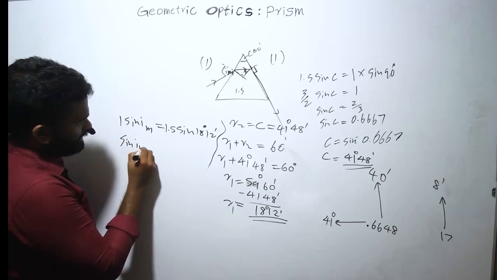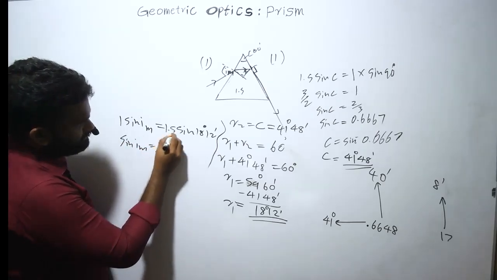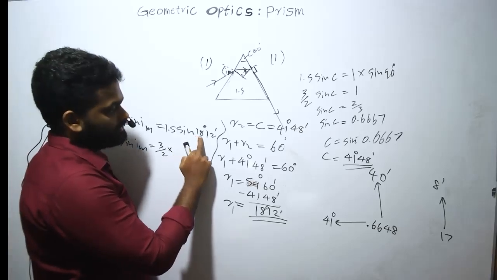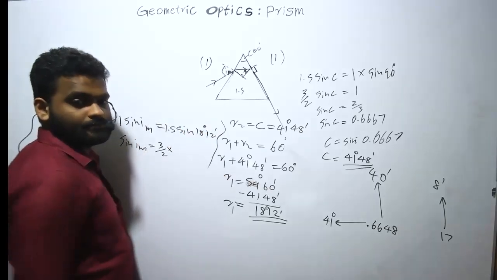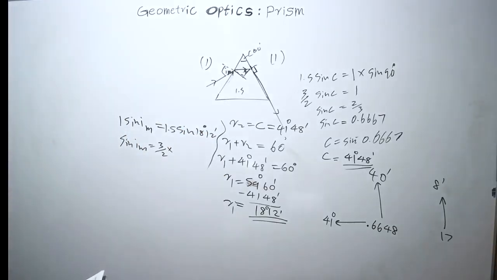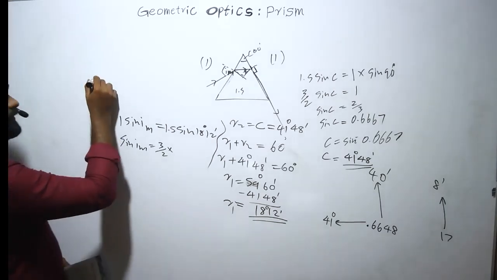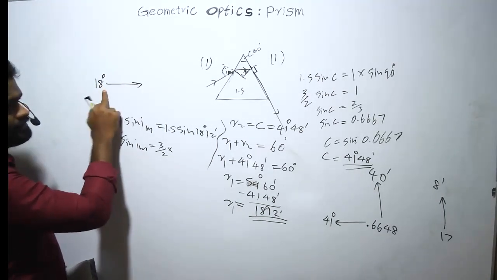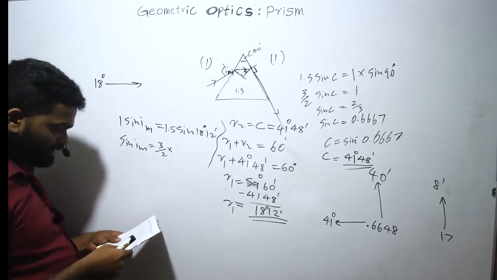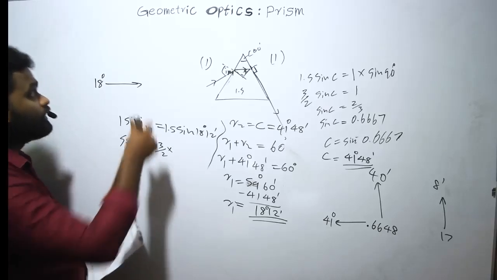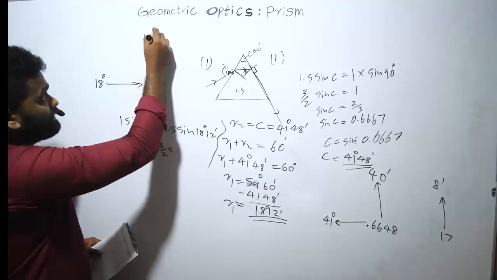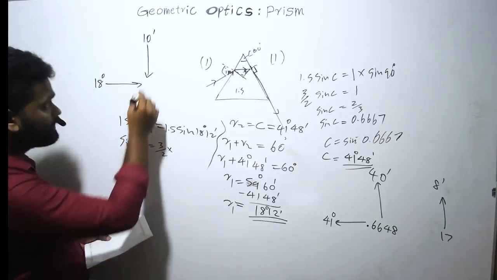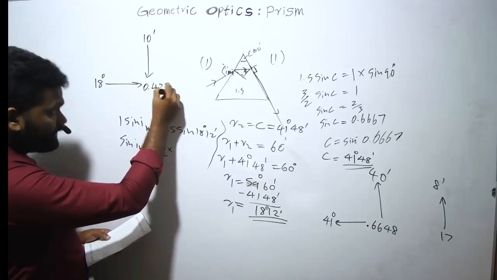Okay, sin Im equals 3 over 2. Then we need to find sin 18 degrees 12 minutes. How do we do that? Refer to the table. There we have 18 degrees, then 12 minutes. So from here we get 10 minutes. What do we have? 0.4253.